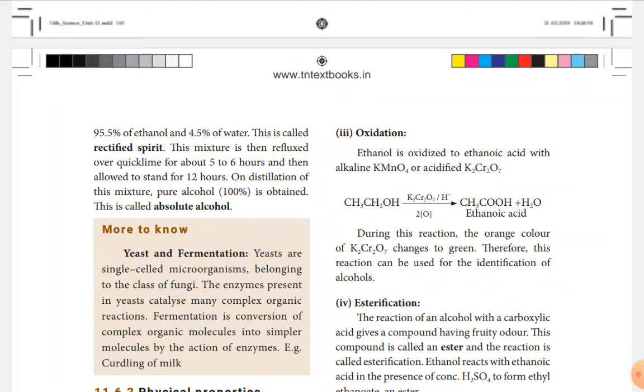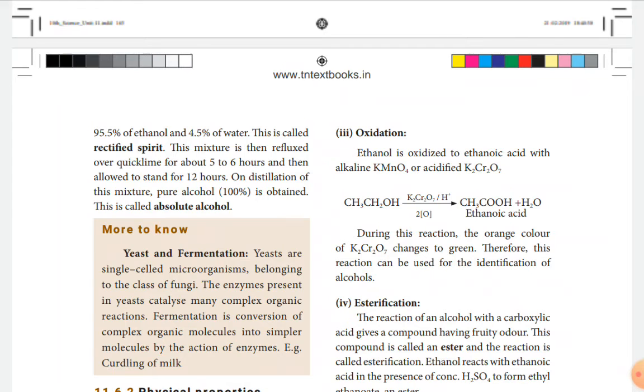What are the products? Ethanoic acid and water. So ethanol is oxidized to give ethanoic acid and water. So you have to know the word equation. First you have to write ethanol in presence of potassium dichromate gives ethanoic acid and water. Ethanoic acid formula you know, CH3COOH, plus water. This kind of reaction, this kind of test, is used for identification of alcohol. This also you have to know.